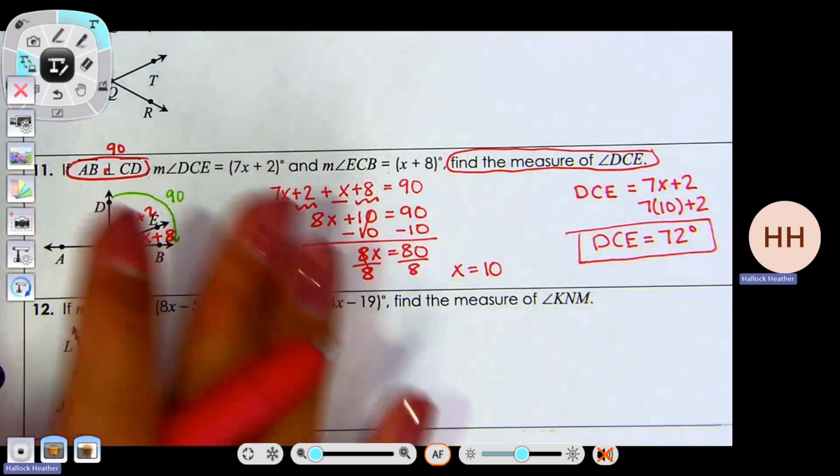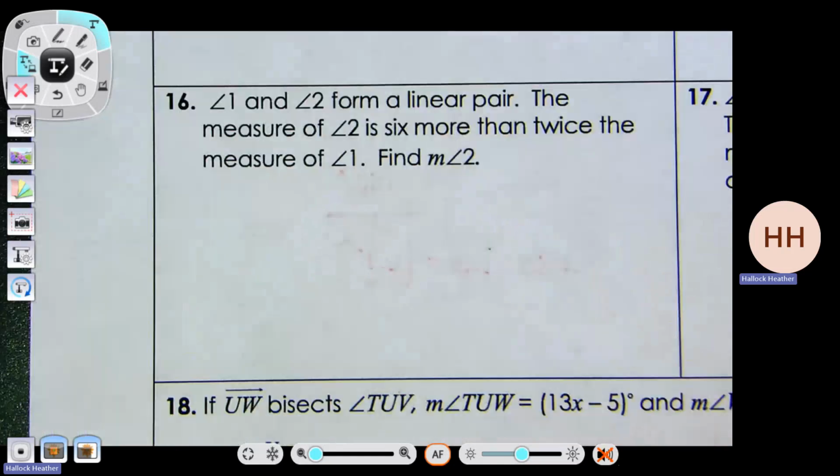Everybody hates these kinds of problems. I also hate these kinds of problems. They are annoying, but we have to do them.